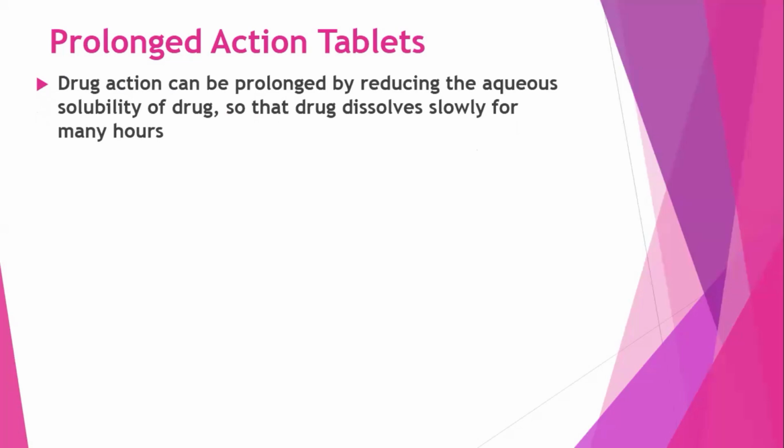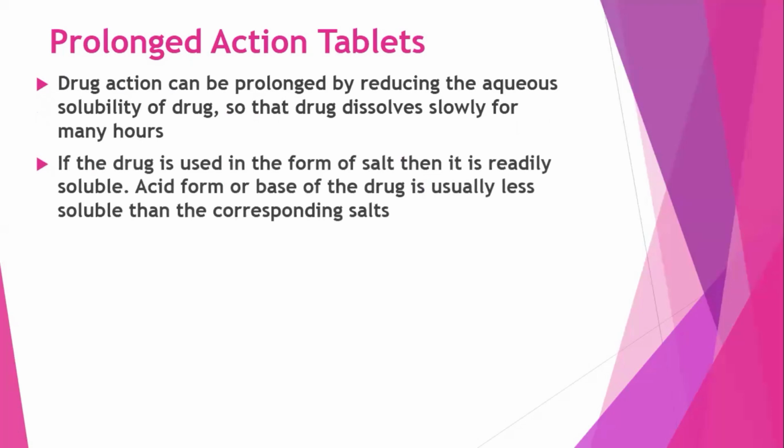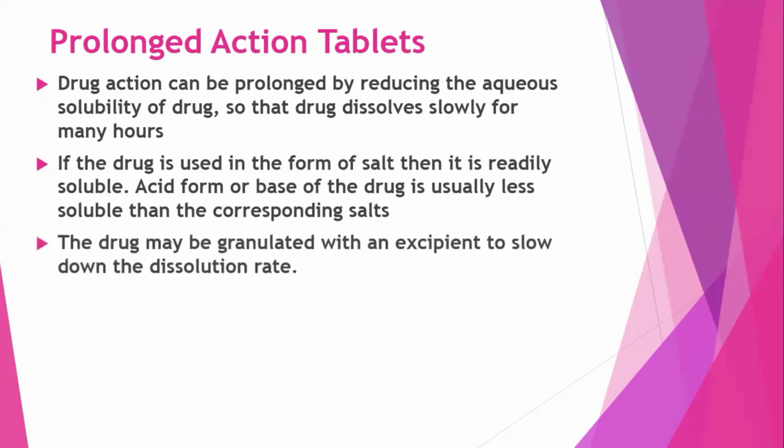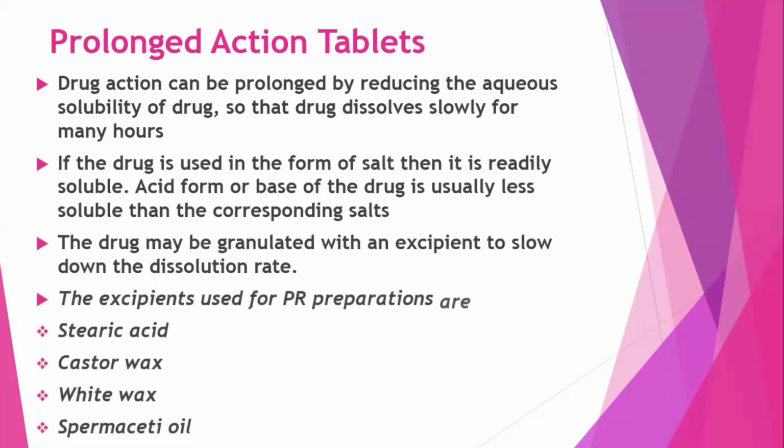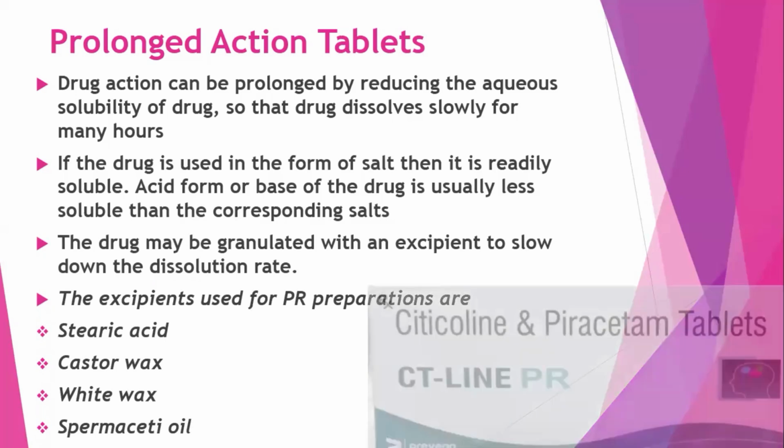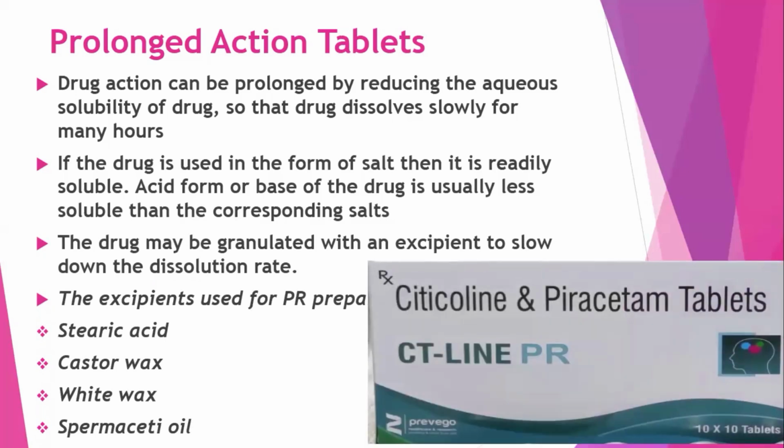If the drug is used in the form of salt, then it is readily soluble. The acid form or base form of the drug is usually less soluble than the corresponding salts. The drug may be granulated with an excipient to slow down the dissolution rate. The excipients used for prolonged release preparations are stearic acid, castor wax, white wax, and spermaceti oil. You see, these are all oily ingredients that slow down the dissolution of the tablet, but the drug release may be erratic due to the oily preparations. Examples are citicoline and piracetam prolonged release tablets.